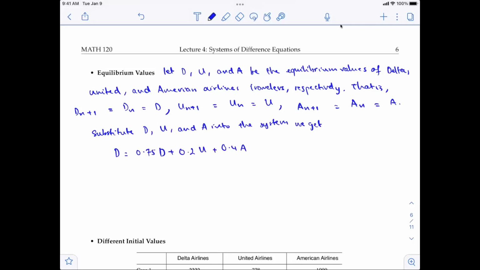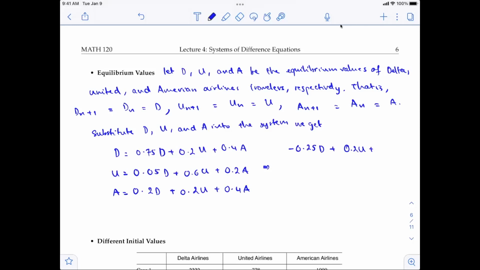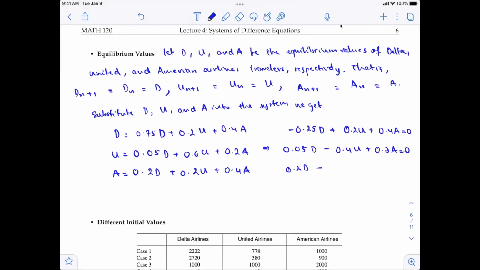The next equation is U equals 0.05 D plus 0.6 U plus 0.2 A. And then A is equal to 0.2 D plus 0.2 U plus 0.4 A. This system yields the following equivalent system: negative 0.5 D plus 0.2 U plus 0.4 A equals 0. Basically, combine like terms. The next equation is 0.05 D minus 0.4 U plus 0.2 A equals 0. And 0.2 D plus 0.2 U minus 0.6 A equals 0.